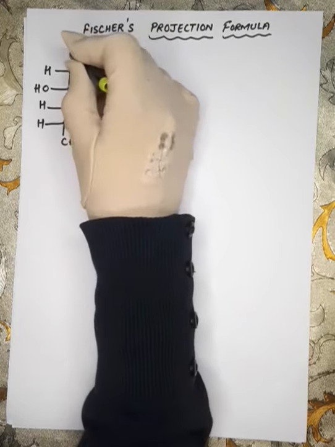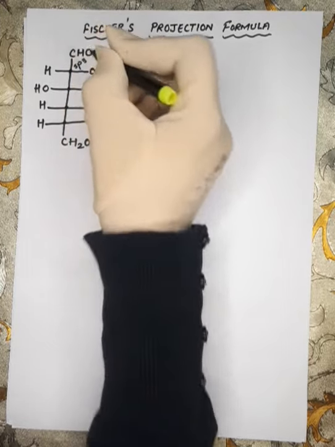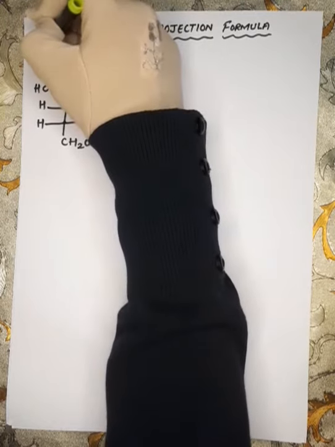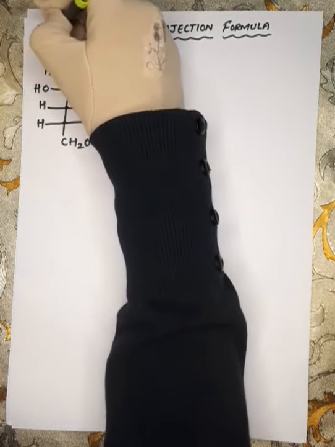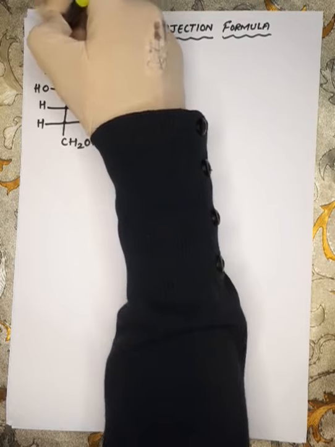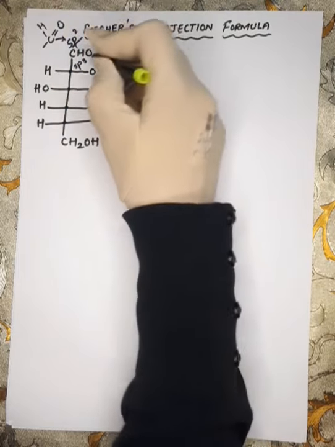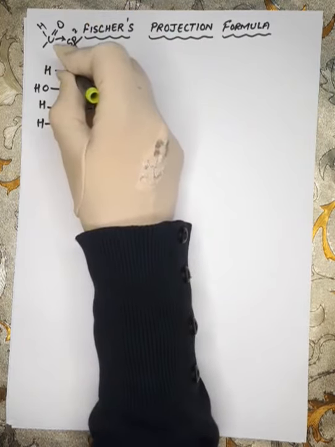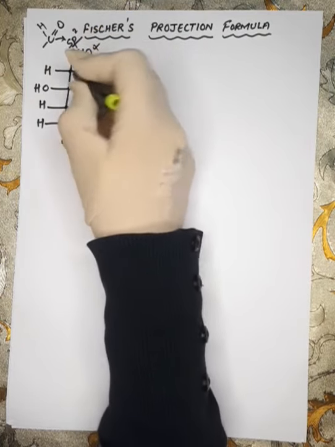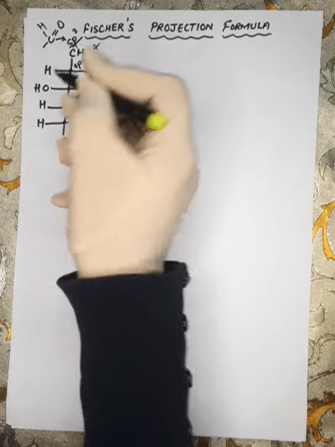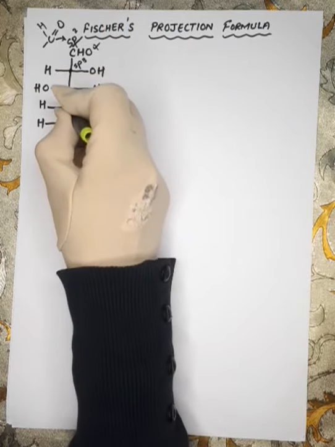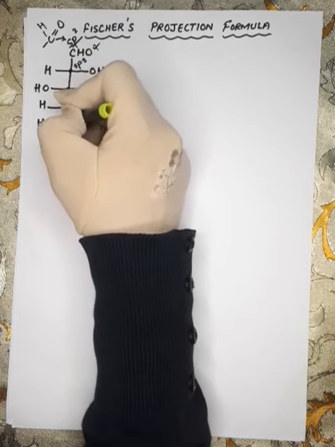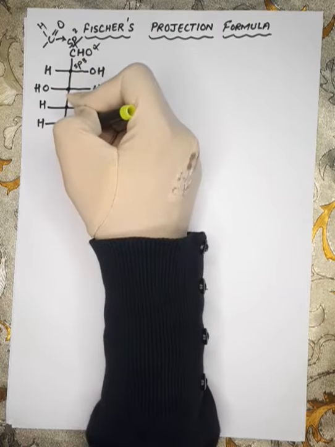Now, is this a chiral carbon atom? No, because it is sp2 hybridized. This CHO contains a double bond, so this carbon atom is sp2 hybridized and will not show chirality. This one is an asymmetric carbon atom. This is a chiral carbon atom, this is a chiral carbon atom, and this is a chiral. The second, third, fourth and fifth carbon atoms are chiral carbon atoms.